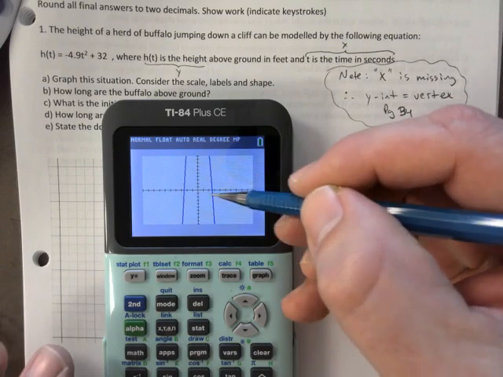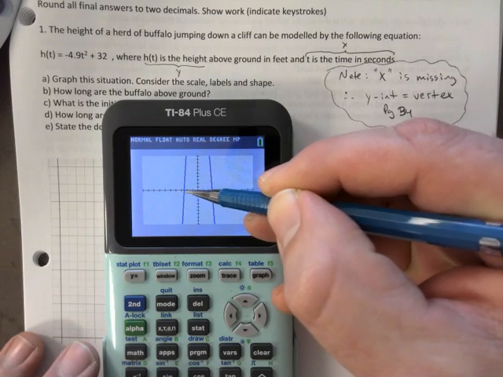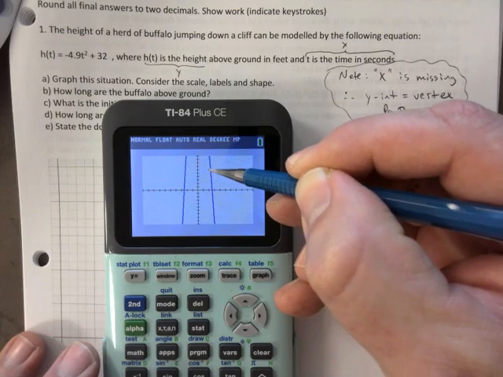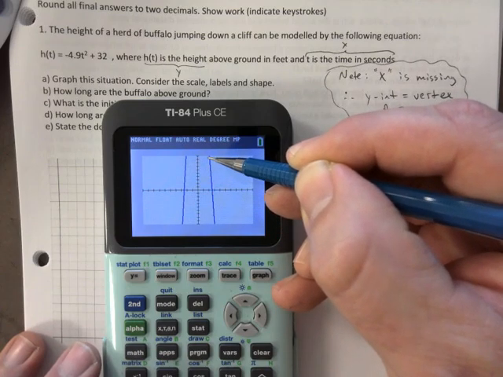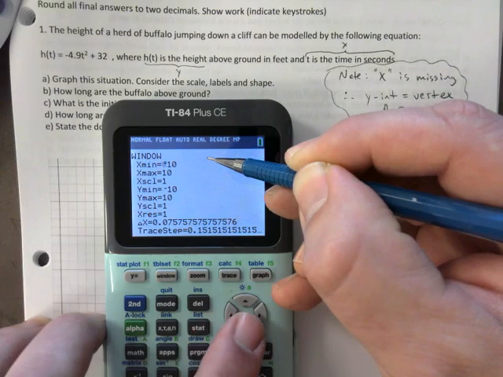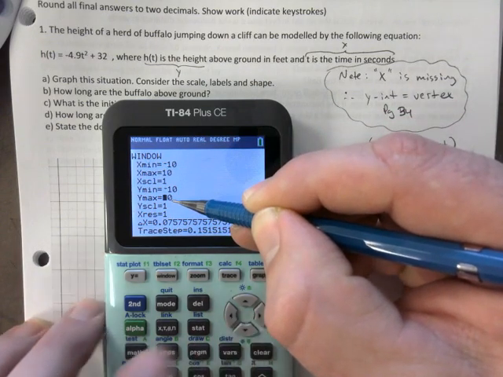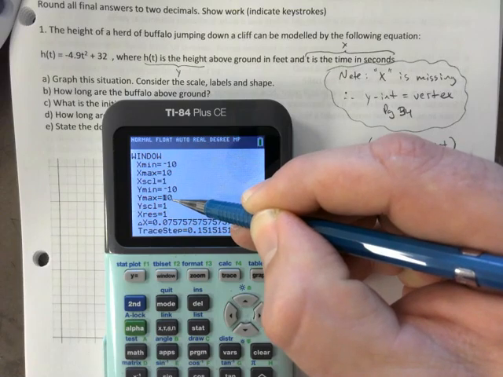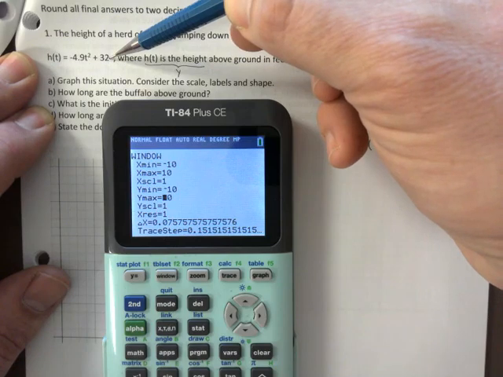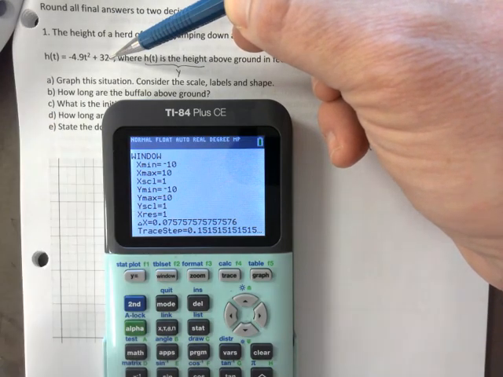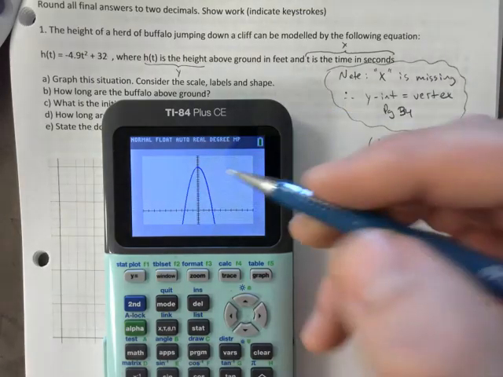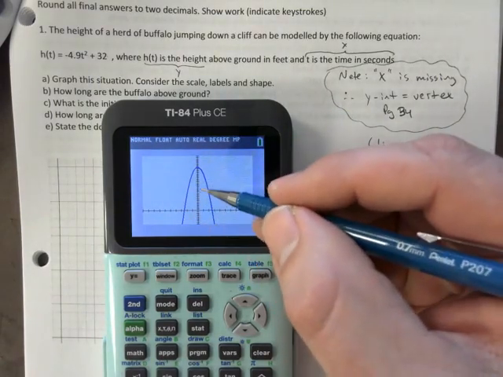Obviously, this is a word problem. We're not going underground, and we don't have negative time, so we're ignoring this as well. So when I'm chasing the curve, I'm focusing on this stretch here, and I need to see more above this point. So I'm going to change what? Y max, correct? What should I go? Just by looking at the equation, my y-intercept is at 32, correct? So it would make sense to change this to 35 or 40, something like that. So there we go. That's what I want to see.